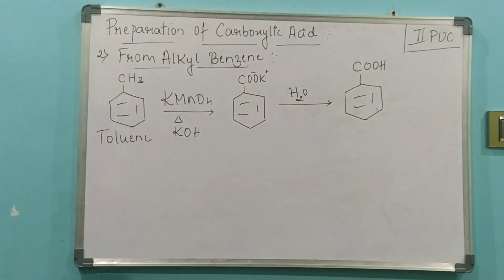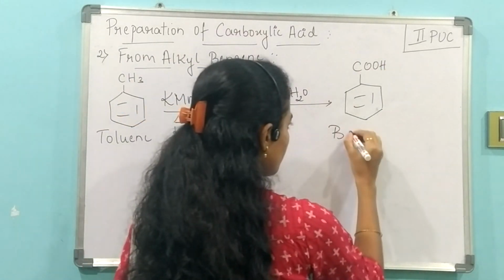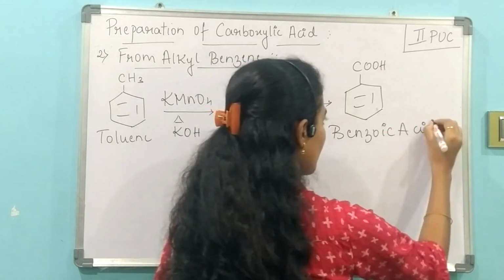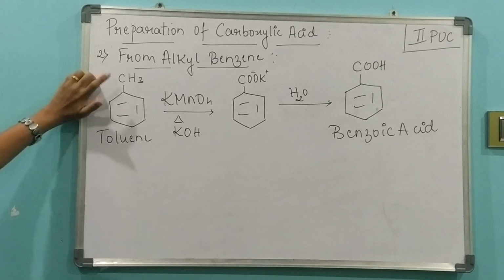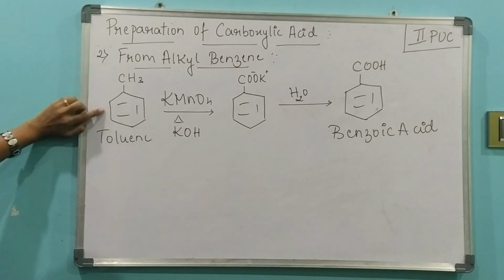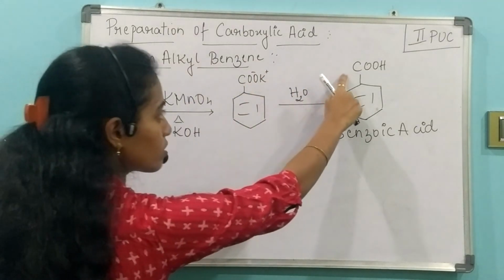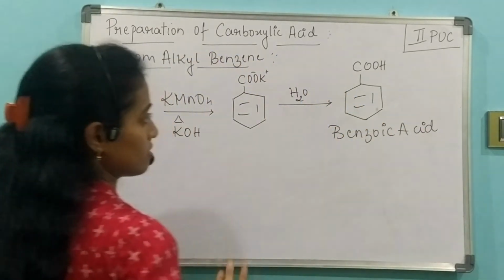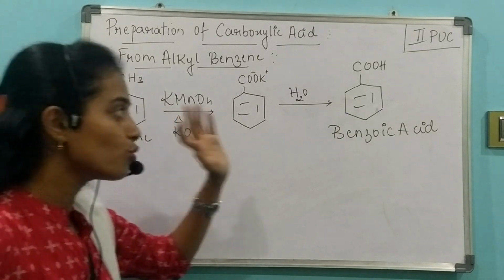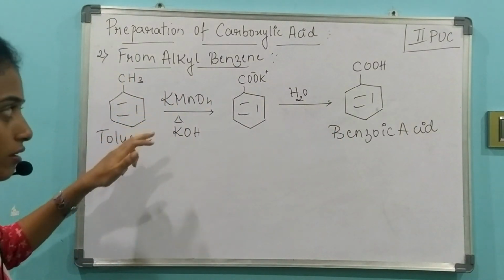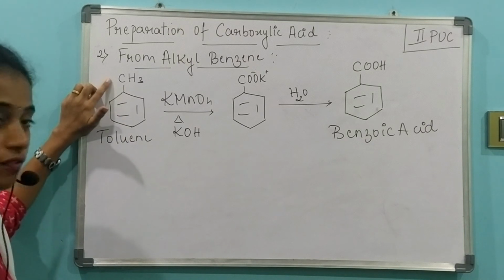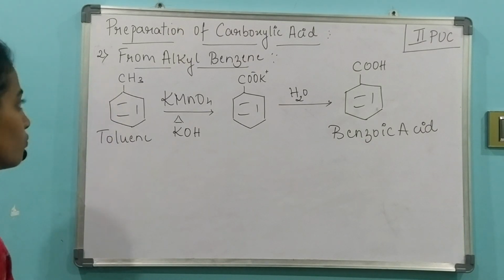Now here, by this method, you will be converting a side chain which is present on the benzene ring towards the carboxylic acid, and always towards the benzoic acid. Always you will be preparing a benzoic acid by this method, irrespective of the side chain length.